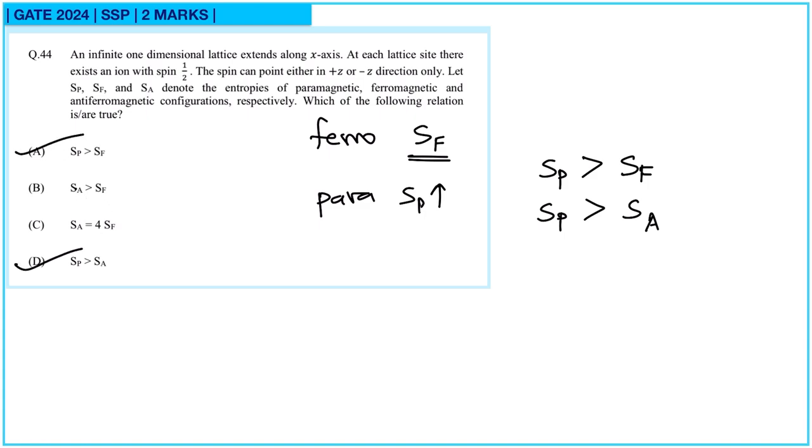Now this is a comparison between antiferro and ferromagnetic material, which depends on temperature only, and here temperatures are not specified, so we cannot comment on this. So these A and D are always true. So option A and D is correct.